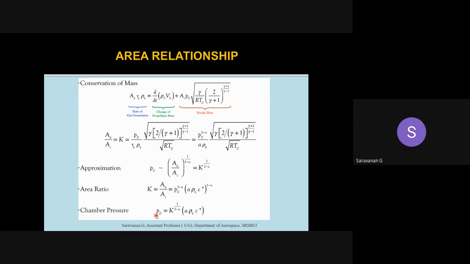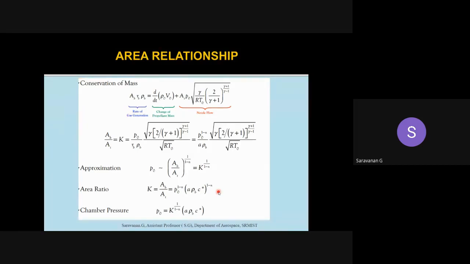If you want to get this P0, you can rearrange it some other way; the same formula only, both are the same. So this is in terms of Ab/At, and this is in terms of P0. That's all. So P0 = K^(1/(1-n)), where K is nothing but Ab/At, or (Ab/At)^(1/(1-n)) times a times ρb times C*. These equations can be used while designing or discussing the propellant performance of the solid. It will be useful for solving numericals.